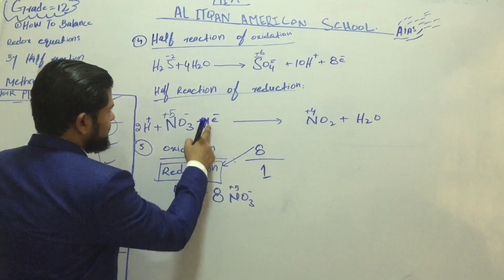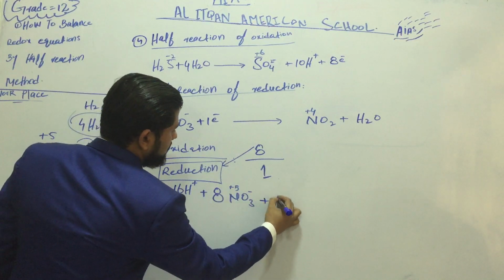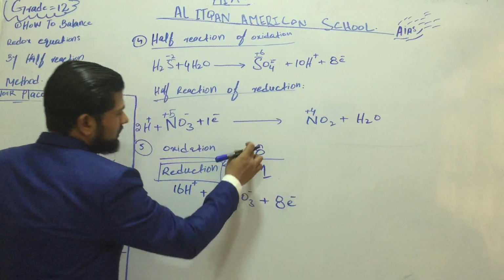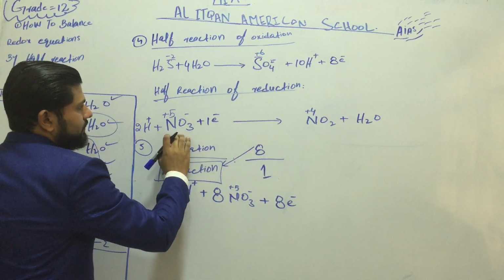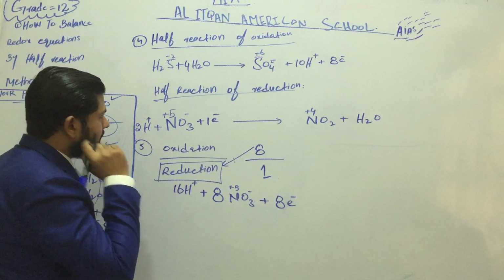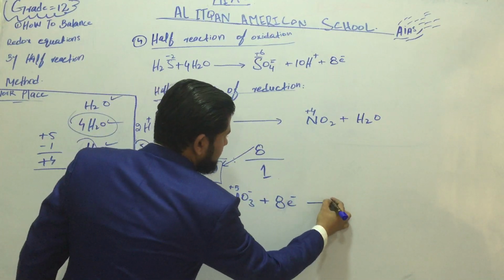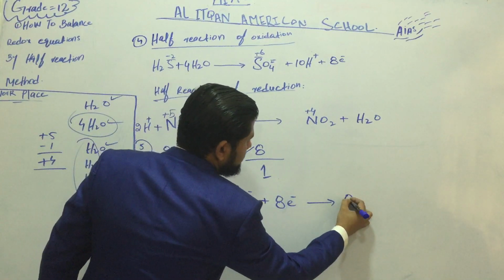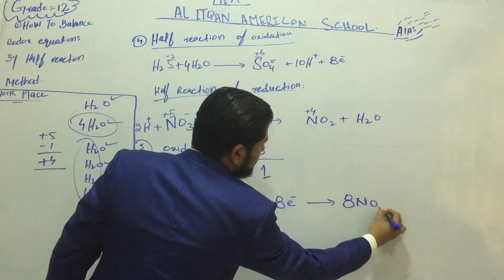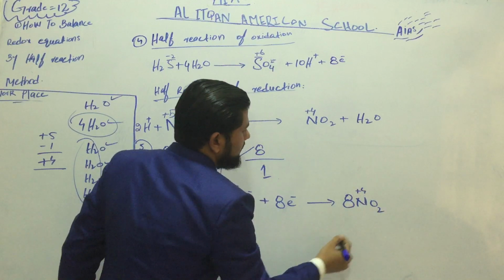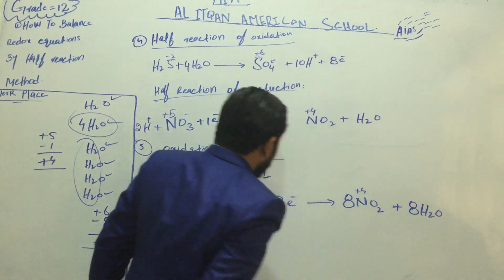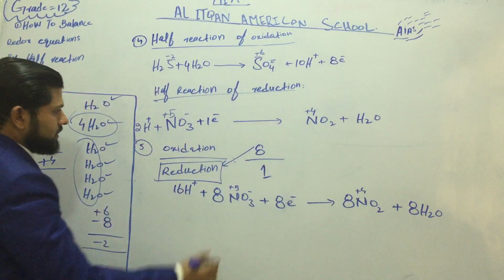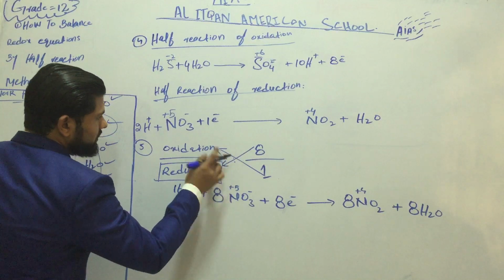Okay, and plus 8 electrons. Why? Because I have to multiply this reaction by 8, and the reaction is given here. Okay, now I'm done with this side and this one also. 8 NO2 and 8 moles of water, right? Okay, done.